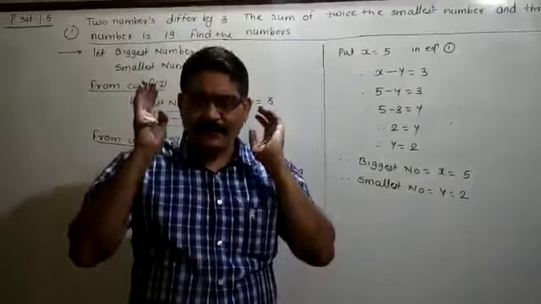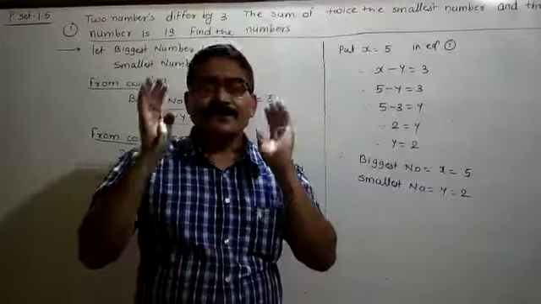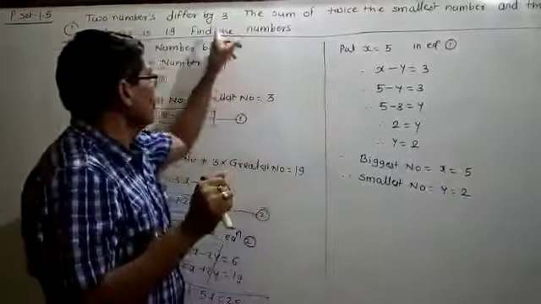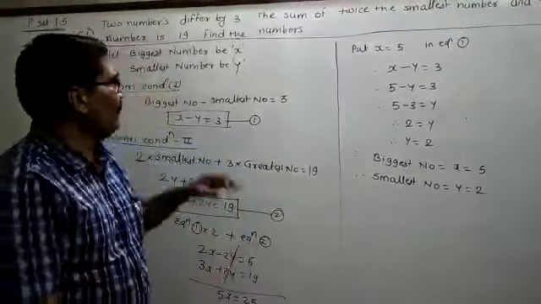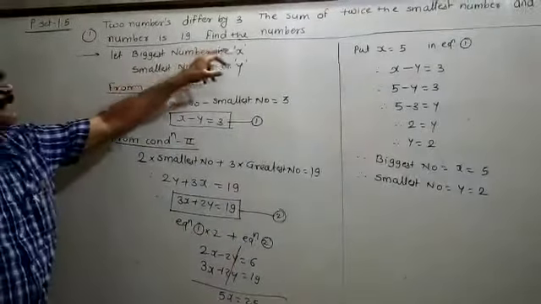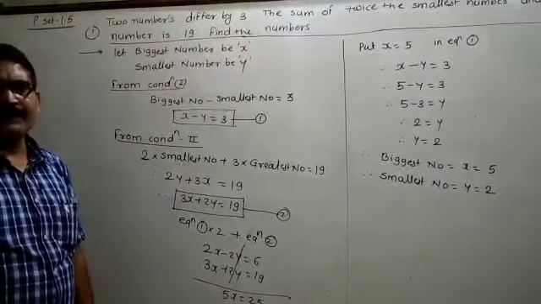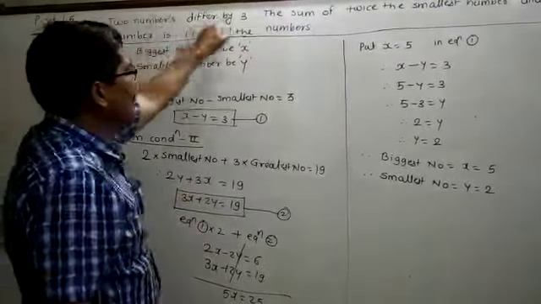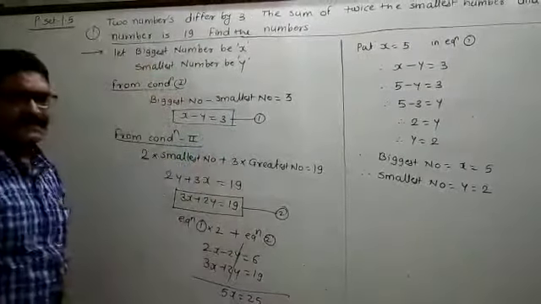While solving this type of example, you have to consider the bigger number and smaller number. If the difference is 3, one number is bigger and another number is smaller. So I will consider, let the biggest number be x and the smallest number be y. And what is the first condition? Two numbers differ by 3. This is the first condition. So you have to implement this condition.